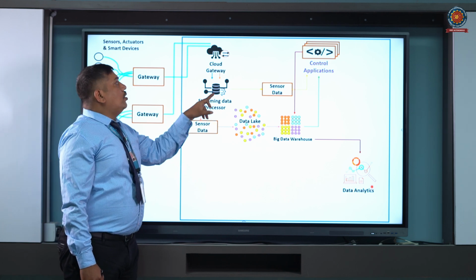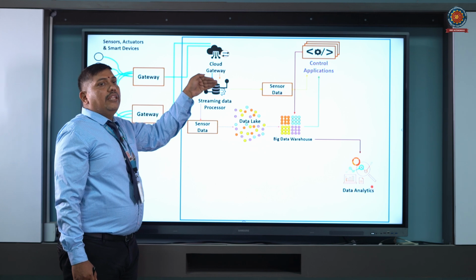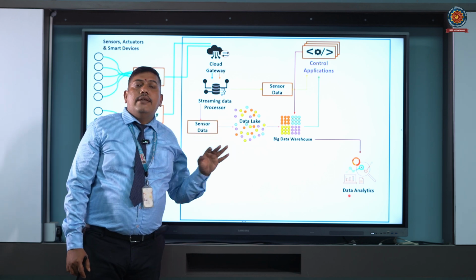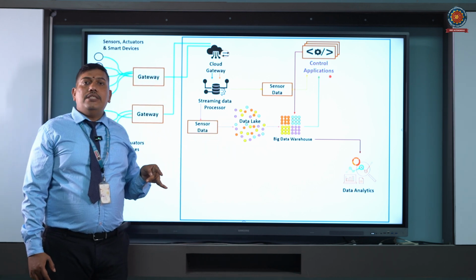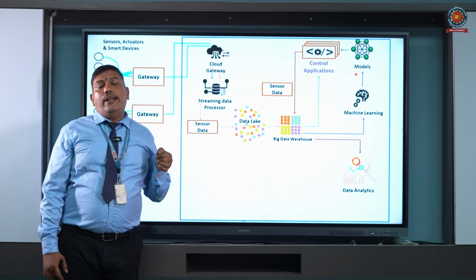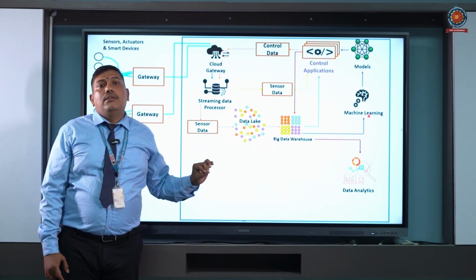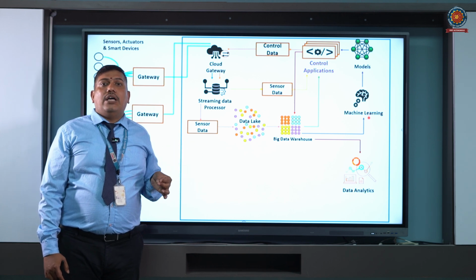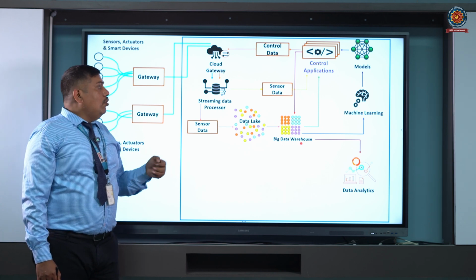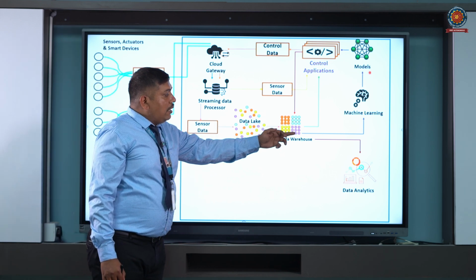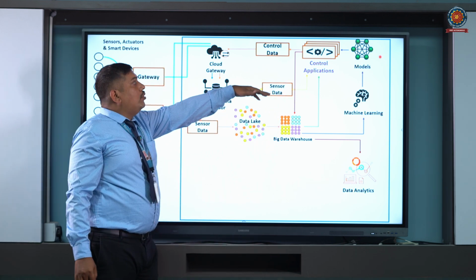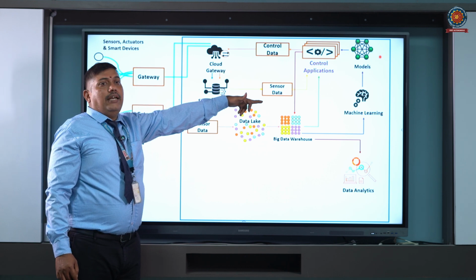So through gateways only you communicate the data, using communication protocols, network protocols, transport layer protocols and data link protocols. These are the main protocols. Using these protocols you send the data and receive the data without any errors. So you can observe here machine learning. This is the main application, and data analytics and models. So what are the control applications? The control data and sensor data.